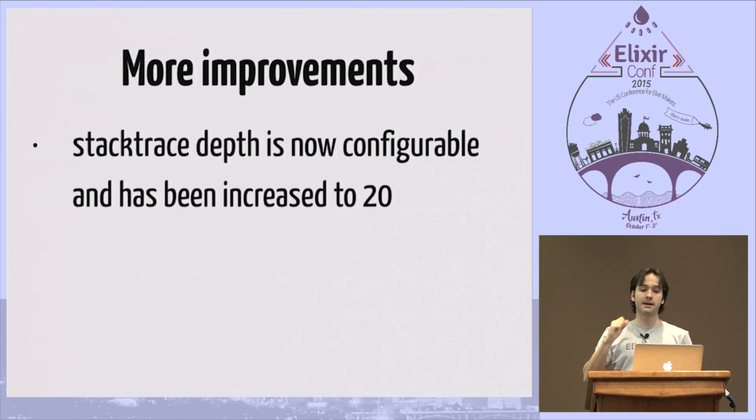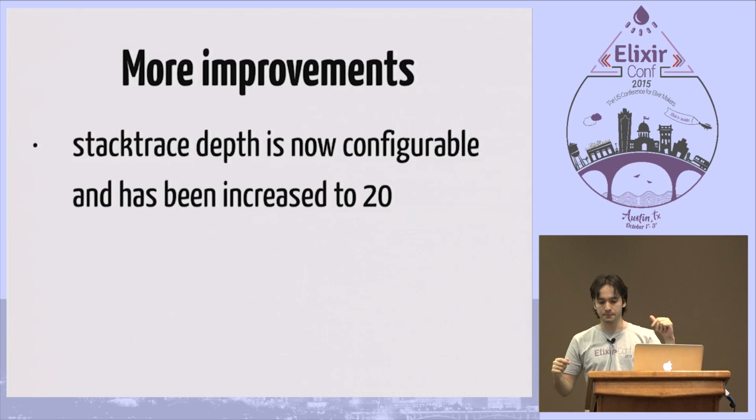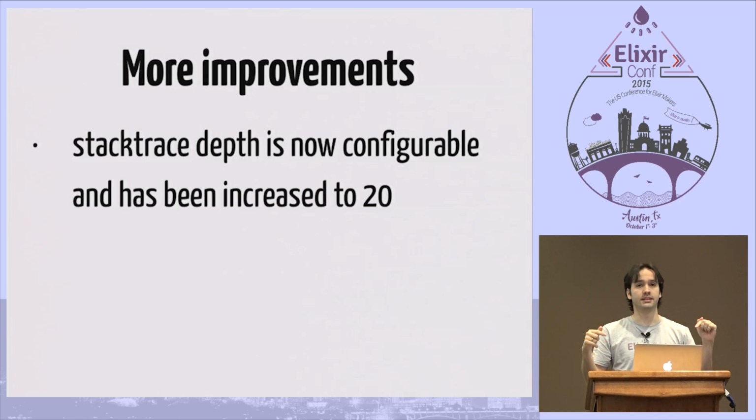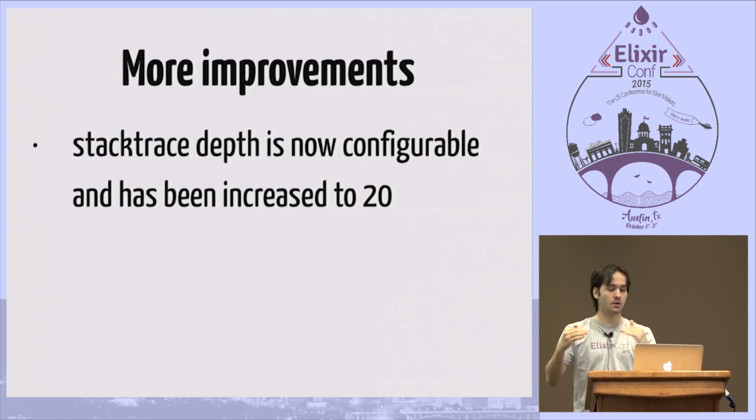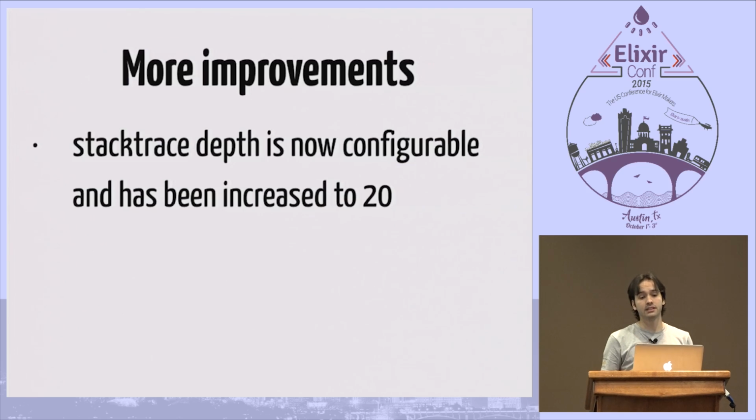So stack trace depth is now configurable and has been increased to 20. Because of recursion, the virtual machine keeps by default only the 10 latest items in the stack trace. And tail recursion and last call optimization already end up removing a lot of items of the stack trace.